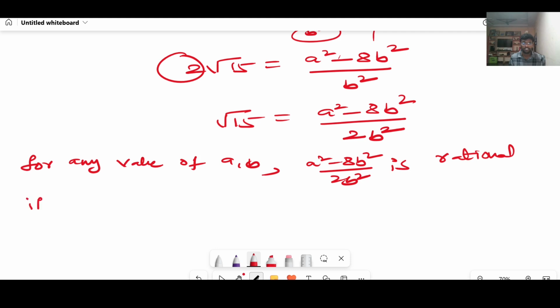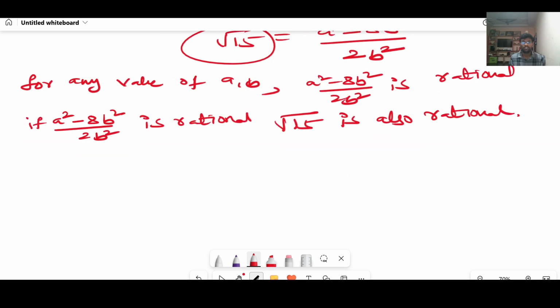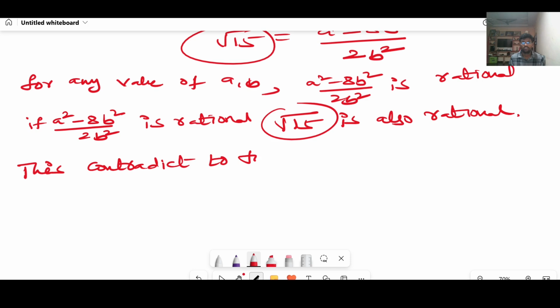If a square minus 8b square by 2b square is rational, the left hand side root 15 will also be rational, right? But we know already root 15 is irrational. This contradicts the fact that root 15 is an irrational number, right? Why has this contradiction arisen?